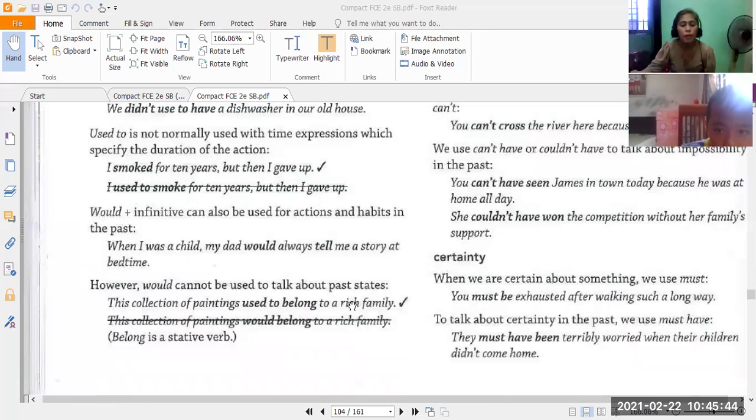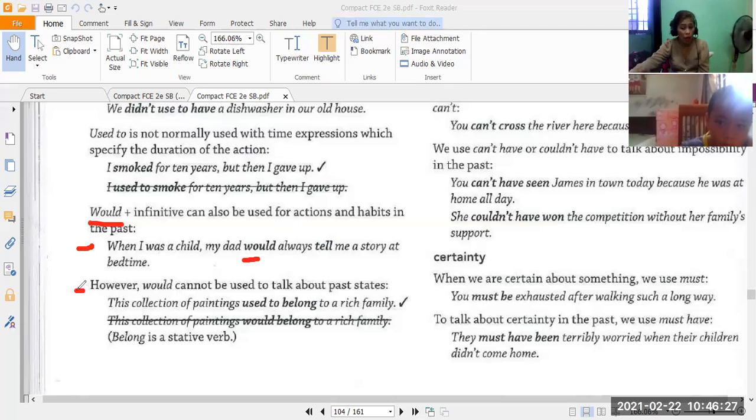Okay, next one. Would. What's the use of would? Would plus infinitive can also be used for actions and habits in the past. Like you will say, when I was a child, my dad would always tell me a story at bedtime. This is using would in the past tense.